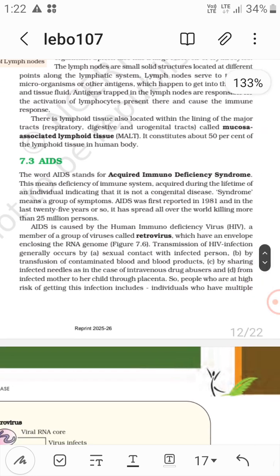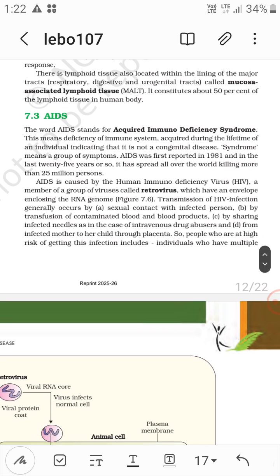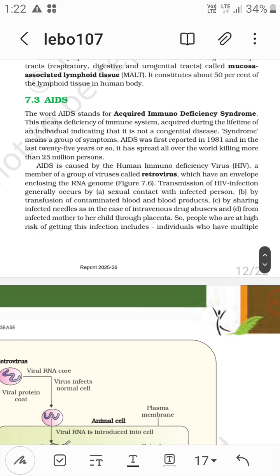The word AIDS stands for acquired immunodeficiency syndrome. This means deficiency of the immune system acquired during the lifetime of an individual, indicating that it is not a congenital disease, it is not from birth. Syndrome means a group of symptoms. AIDS was first reported in 1981, and it has already killed about 25 million persons.